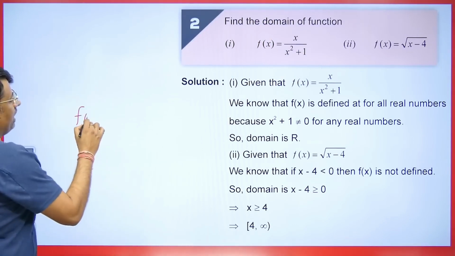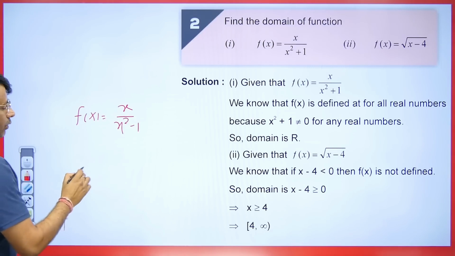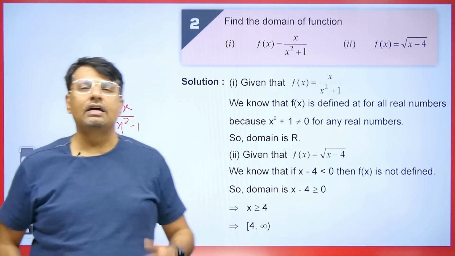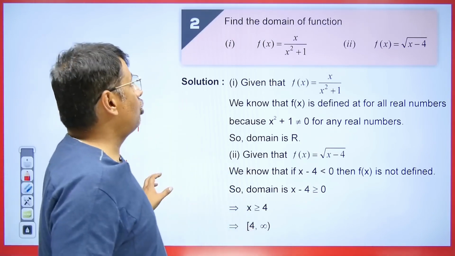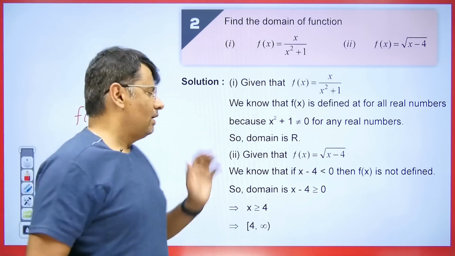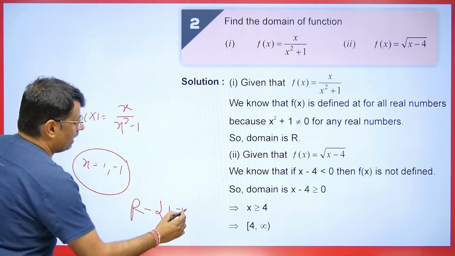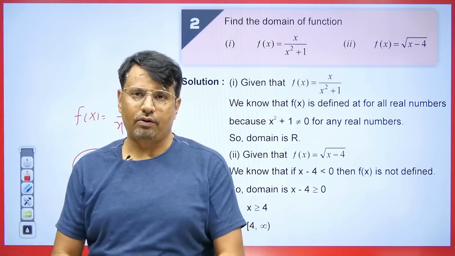If the function doesn't exist for all real numbers, let me take an example for you. If I take the example f(x) = x/(x² − 1), you will see that for x equal to 1 and x equal to −1 the function value does not exist, it is coming infinite. So my dear students, here the domain of this function will be the real numbers except 1 and −1, right? So if you are asked what the domain of this is, your answer should be real numbers except 1 and −1, because this function is defined for all real numbers except 1 and −1.